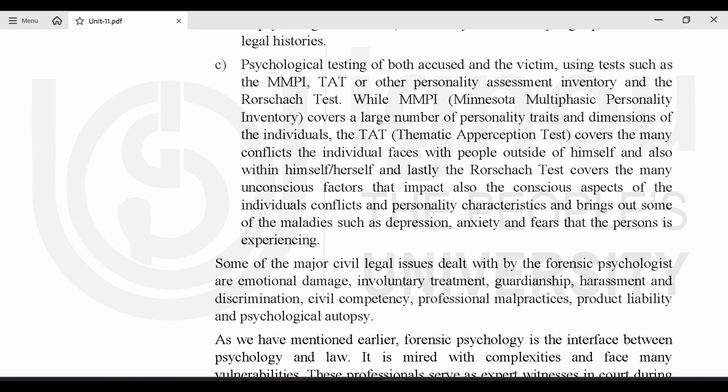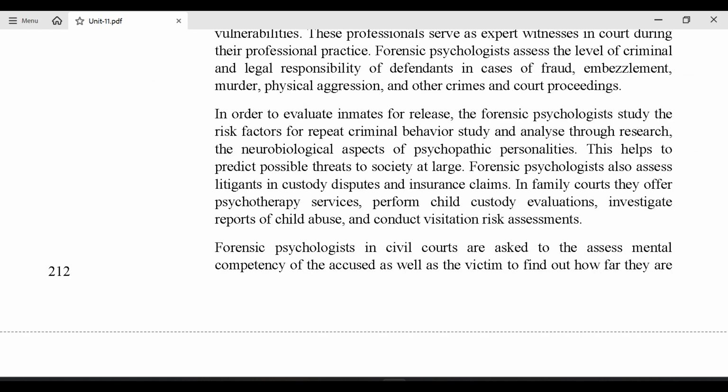Some of the major civil legal issues dealt with by the forensic psychologist are emotional damage, involuntary treatment, guardianship, harassment and discrimination, civil competency, professional malpractices, product liability and psychological autopsy. As we have mentioned earlier, forensic psychology is the interface between psychology and law. It is mired with complexities and faces many vulnerabilities. These professionals serve as expert witnesses in court during their professional practice.